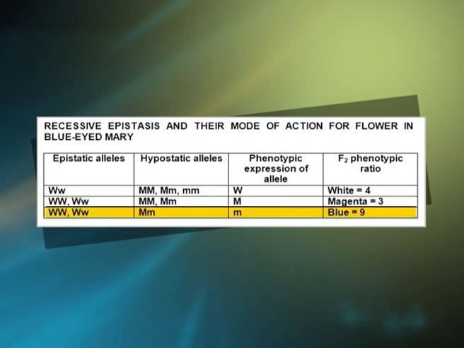and it is represented by magenta. In the third row, the epistatic alleles are capital W capital W, capital W small w. The hypostatic allele is capital M small m. Here the phenotypic expression is small m, and in the F2 the phenotypic ratio is 9 represented by blue color. Here complementation results in a wild type F1 heterozygous blue represented by capital W small w, capital M small m.